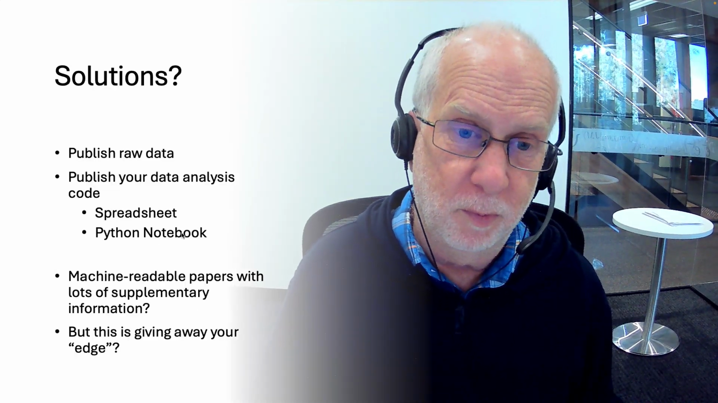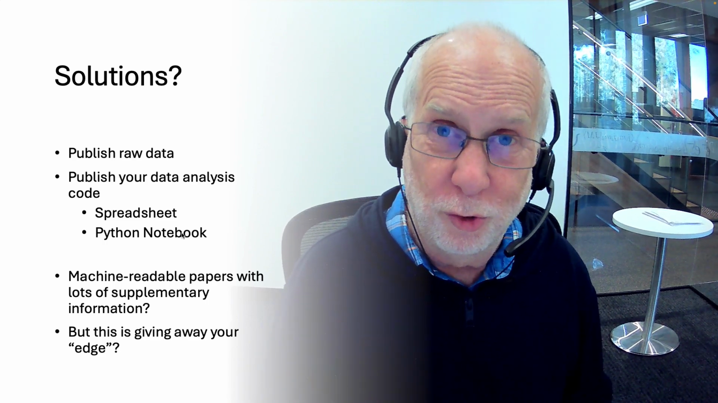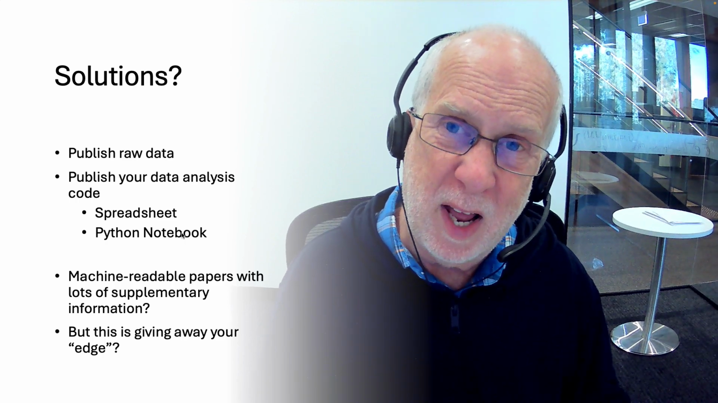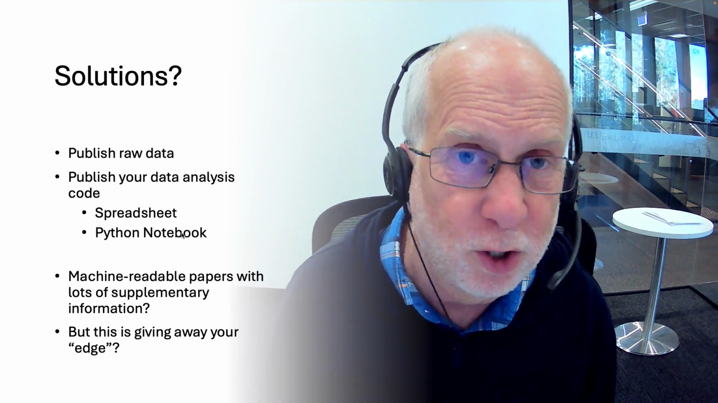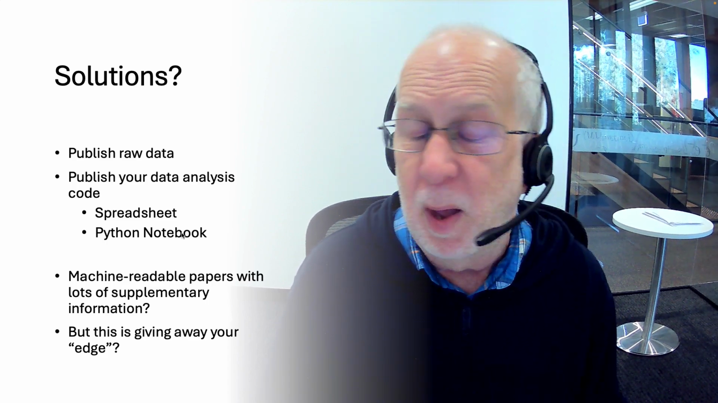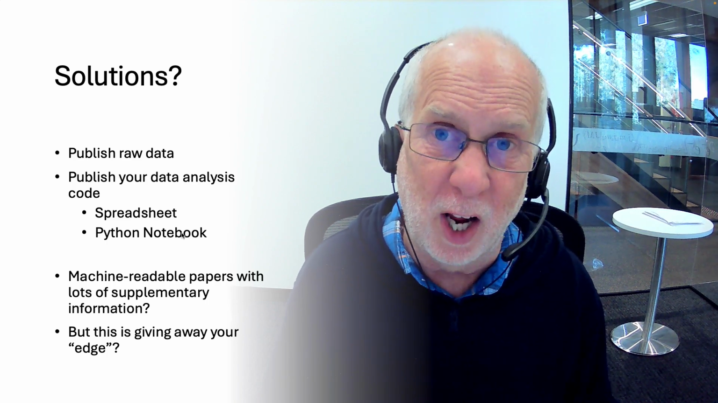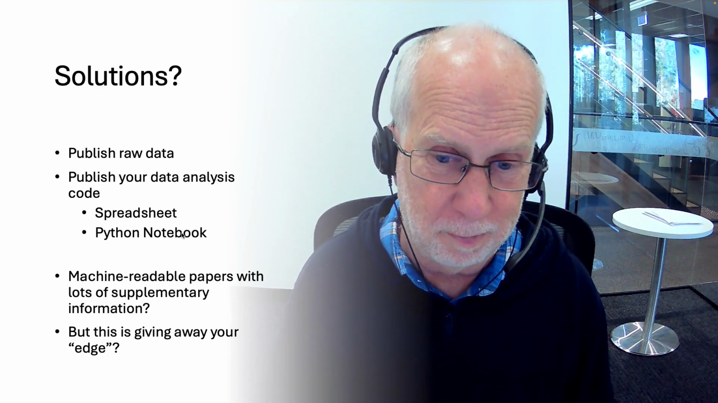Quite apart from the solutions. Publish your raw data so people can check things. Most people don't do this. Publish your data analysis code, if you've produced a spreadsheet or often these days a Jupyter notebook or something like that to analyze your data. Publish it, maybe as an appendix, so other people can download your code, download your spreadsheet and check your results. Likewise, the referee can actually run your code and check it all.